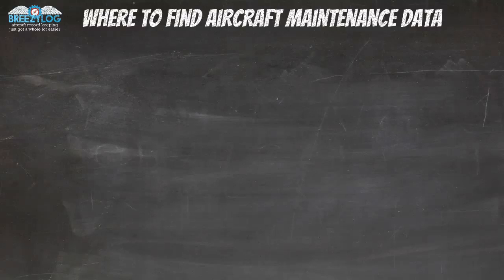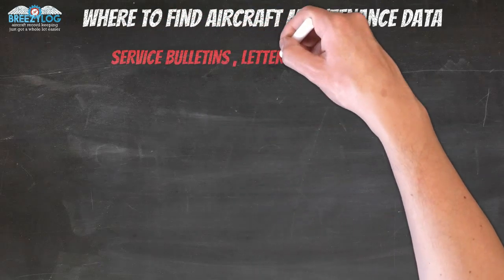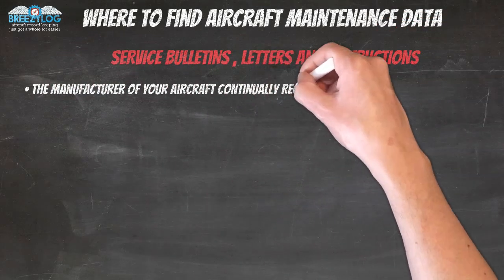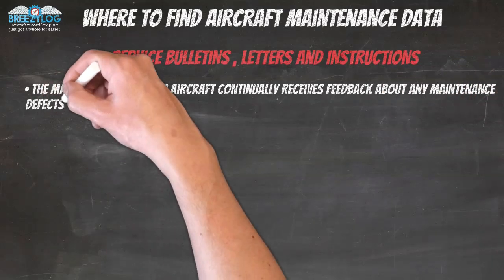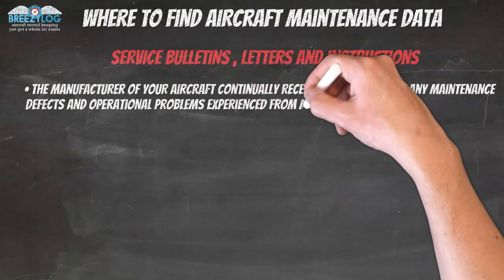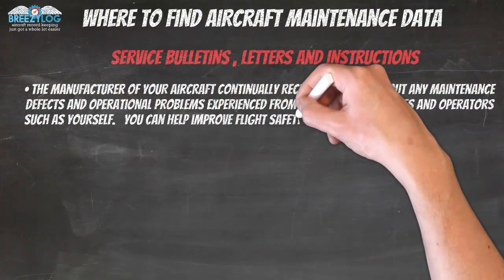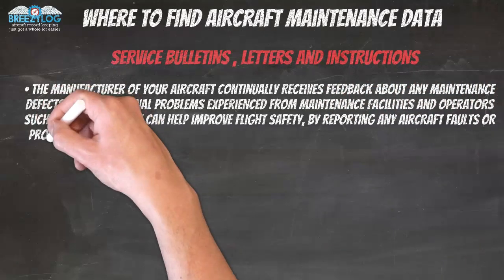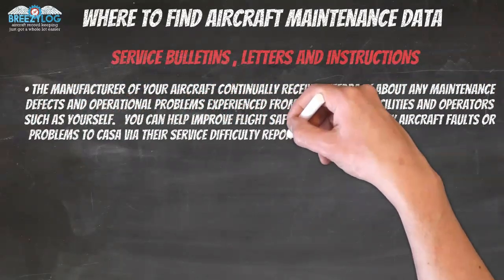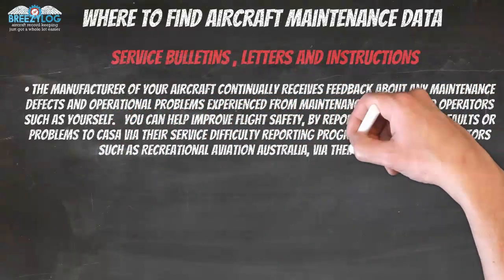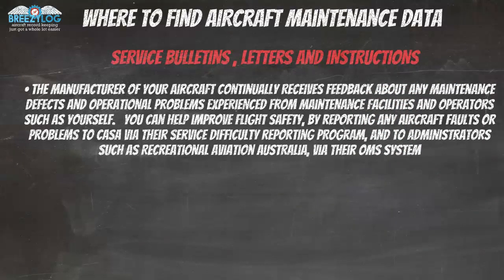As part of the continuing airworthiness, the maintenance schedules are updated by the manufacturer. This data is shared with owners and maintainers via service bulletins, letters, and instructions. The manufacturer of your aircraft continually receives feedback about any maintenance defects and operational problems experienced from maintenance facilities and operators such as yourself. You can help improve flight safety by reporting any aircraft faults or problems to CASA via their Service Difficulty Reporting Program, and to administrators, such as Recreational Aviation Australia, via their OMS system.